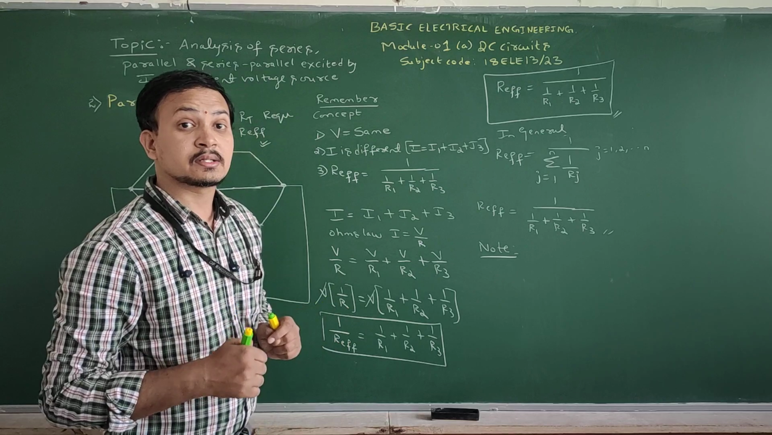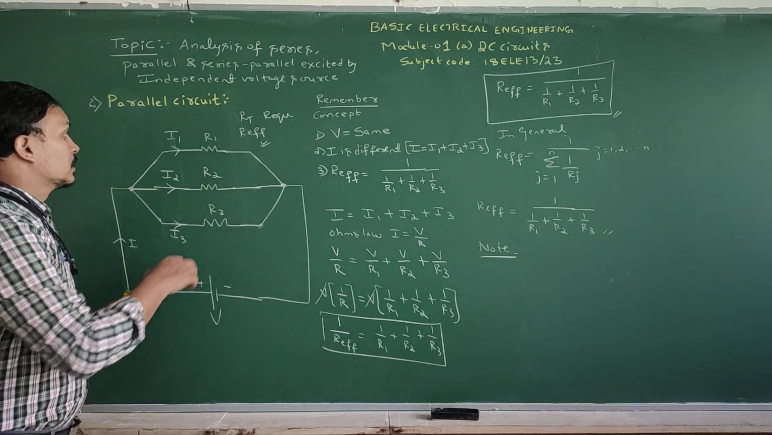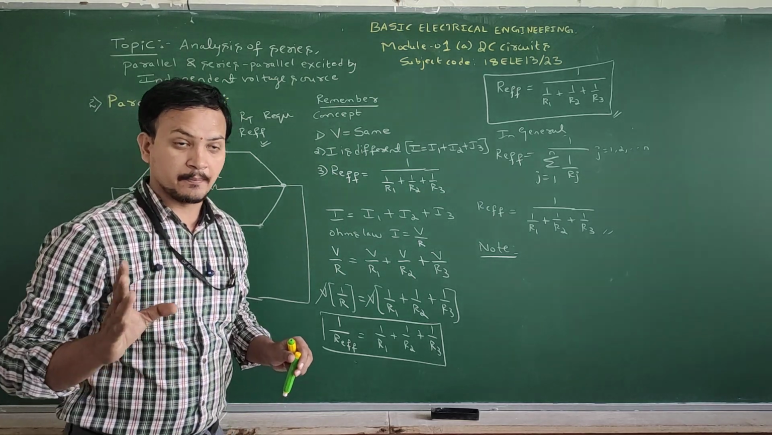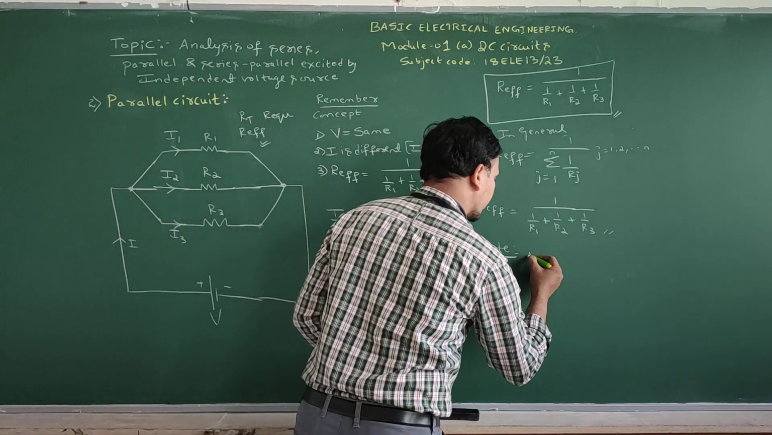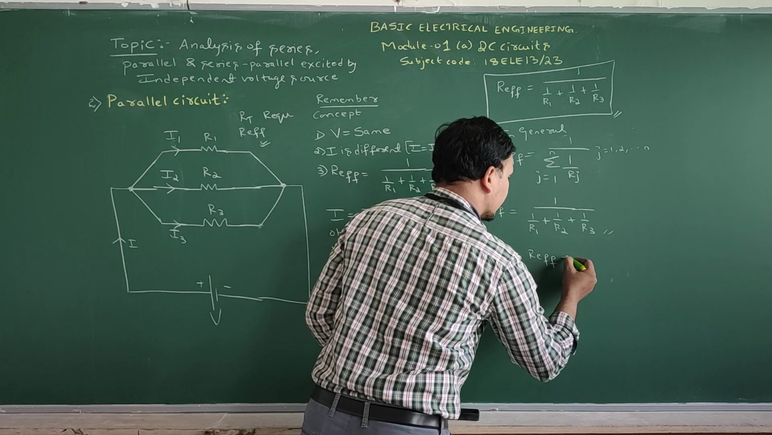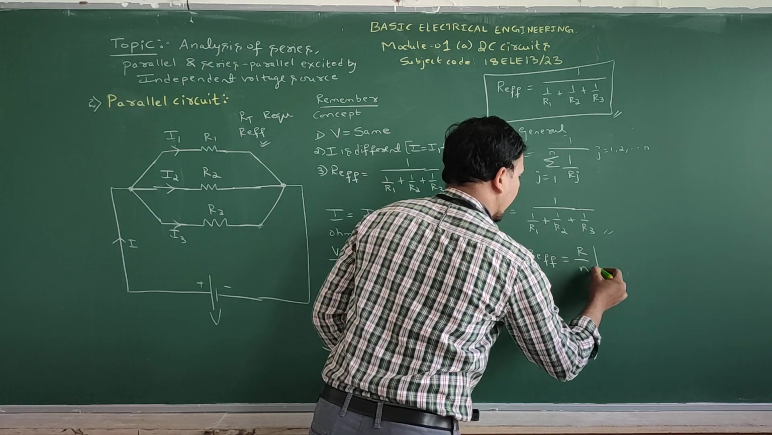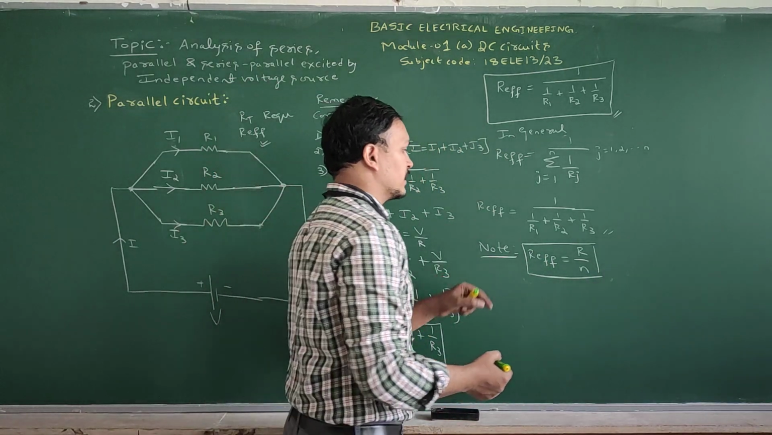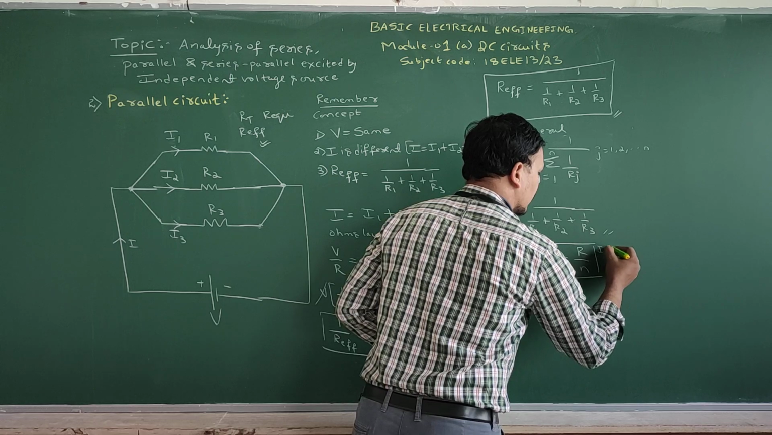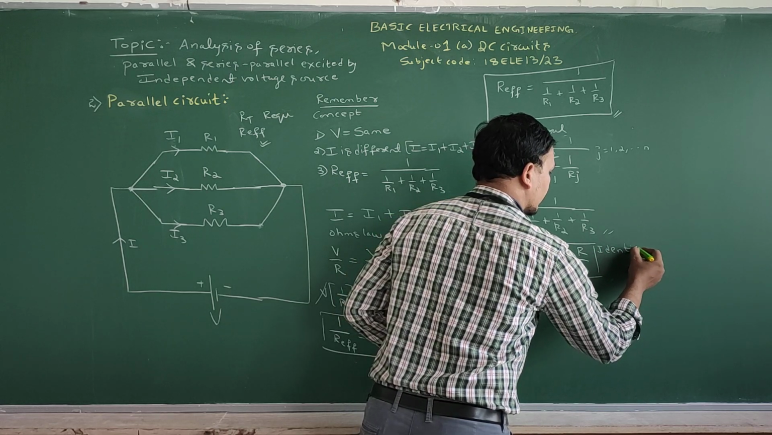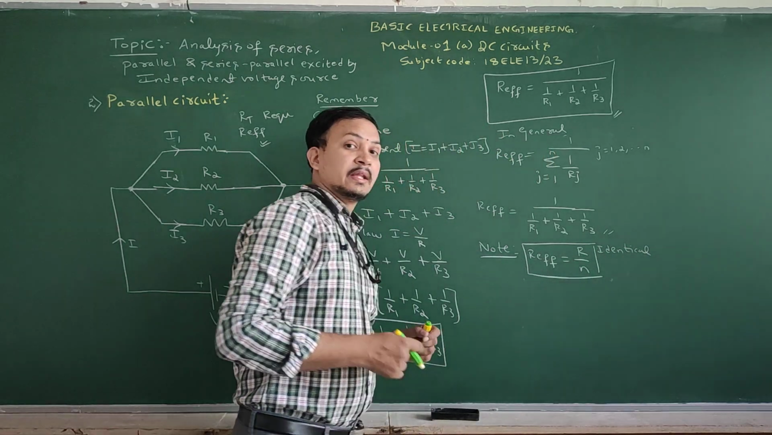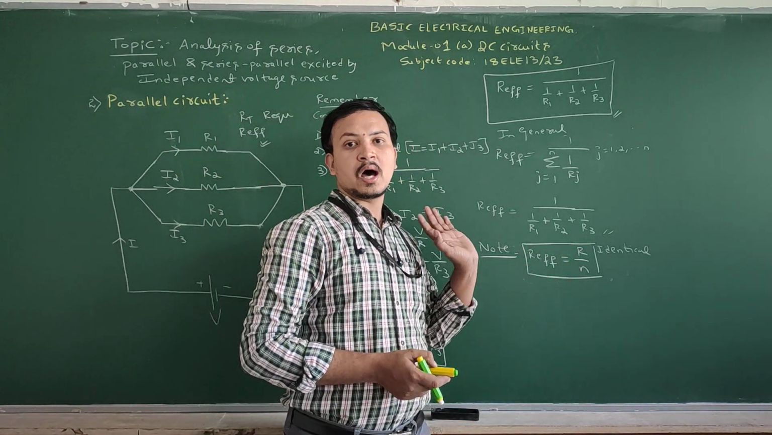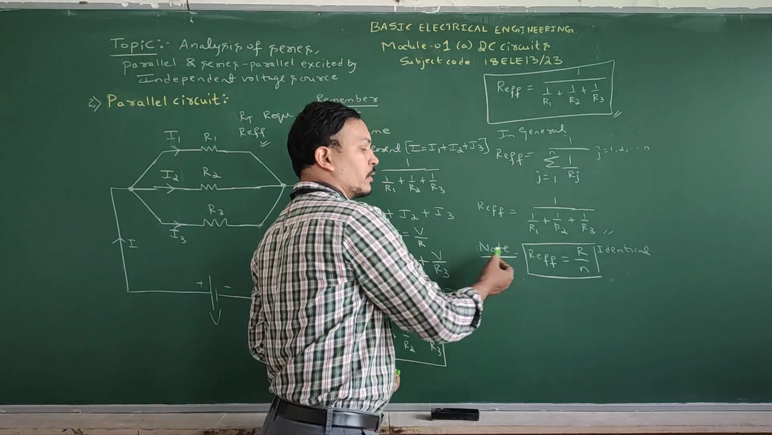If identical resistances are connected in parallel, meaning R1 value, R2 value, R3 value, all the resistance values are the same, identical, then R effective is given by R by N. So you should write a sentence here. When identical resistances are connected in parallel, then its effective resistance is given by R effective equals R by N. Then you got this equation.